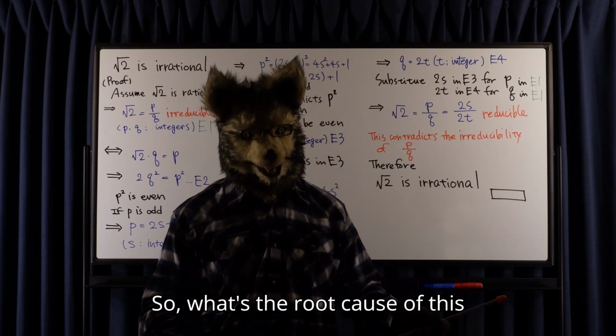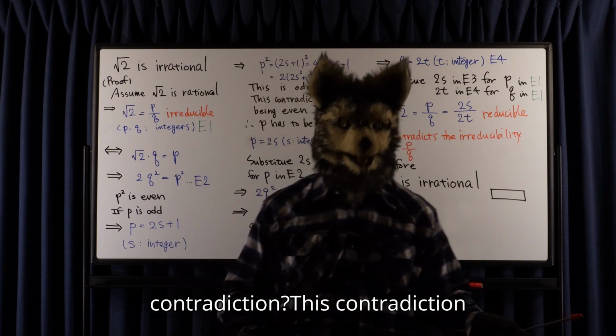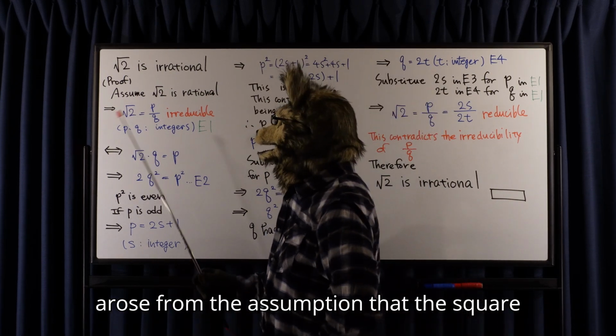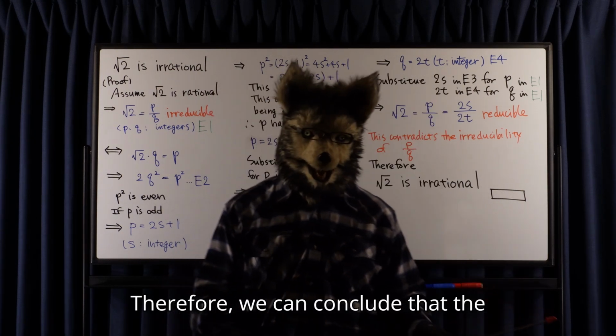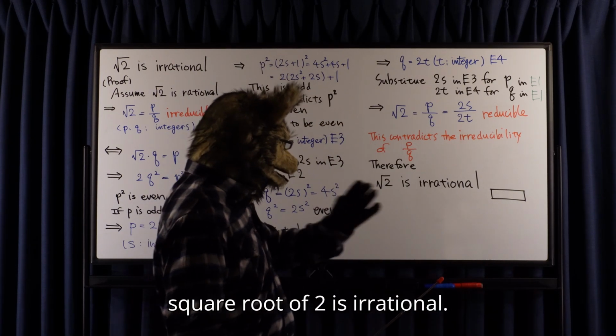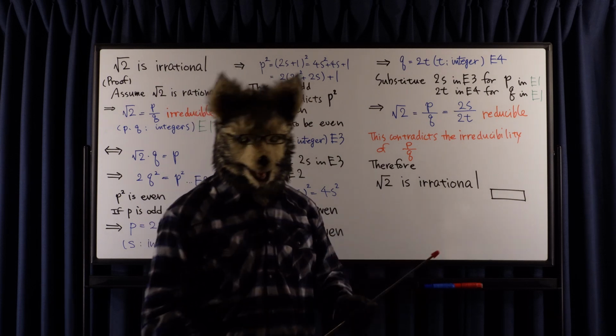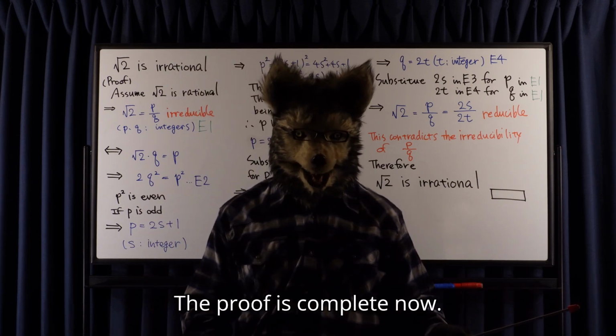So what's the root cause of this contradiction? This contradiction arose from the assumption that the square root of 2 is rational. Therefore, we can conclude that the square root of 2 is irrational. The proof is complete now.